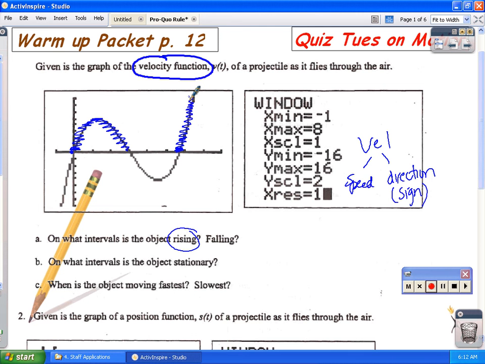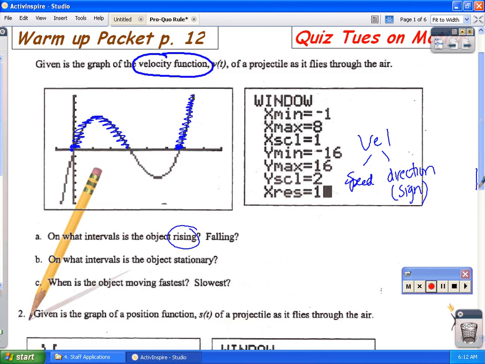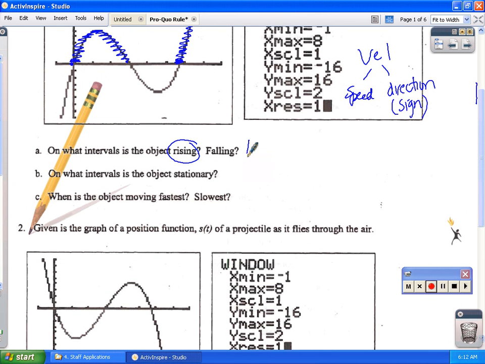Now the way we're going to write that: the object is rising. Since 0 is an endpoint, the object is rising from 0 to 3, and 3 is open, and then the object begins to rise again from about 6.9, could be 7, we're just making an estimate here, to infinity. So that's when the object is rising.